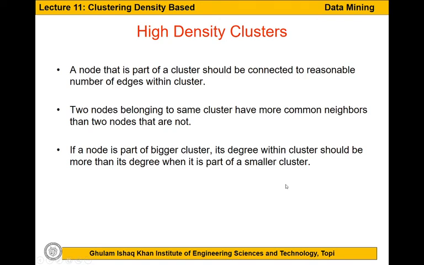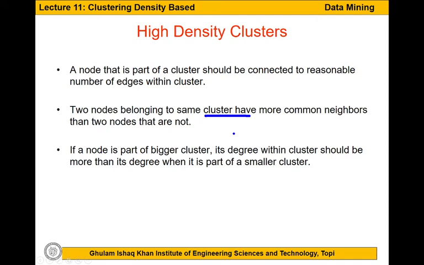Okay, now in density based clustering, a node that is part of a cluster should be connected to a reasonable number of edges within the cluster, right. Two nodes belonging to the same cluster have more common neighbors than two nodes that do not belong to the same cluster.